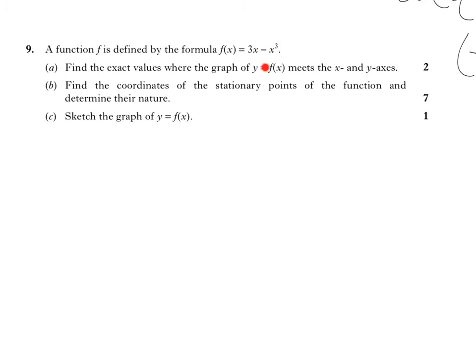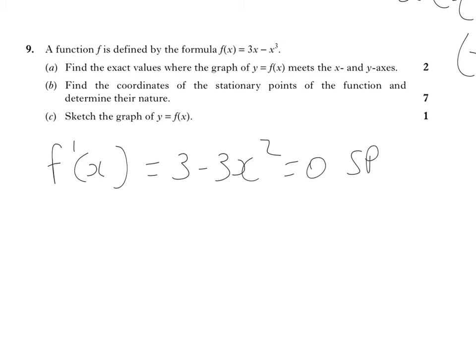Part B, find the coordinates of the stationary points of the function and determine their nature. Well, first thing that we'll need to do is to differentiate. So that will be 3 minus 3x squared is equal to 0. And at that point I can say stationary points occur at f dash x equals 0.